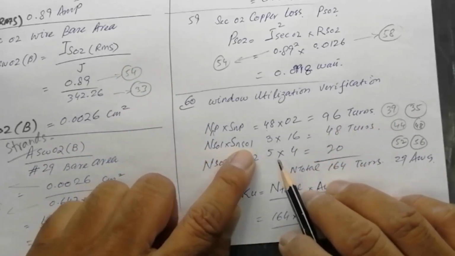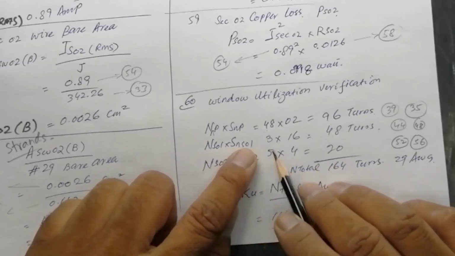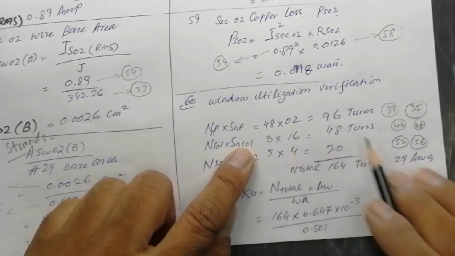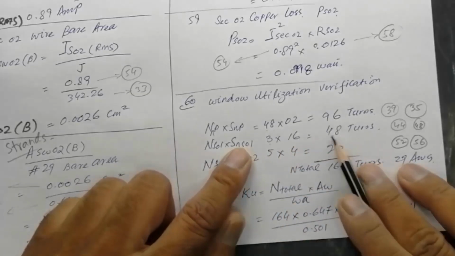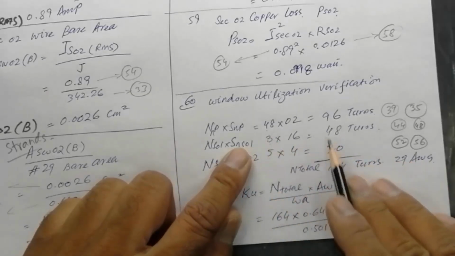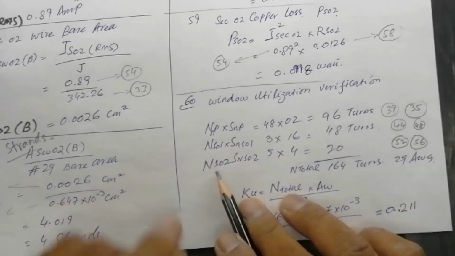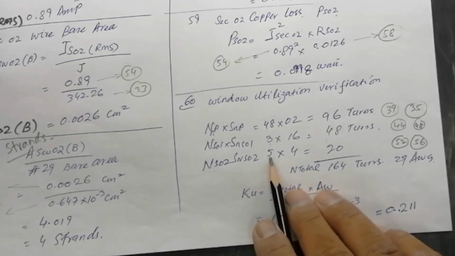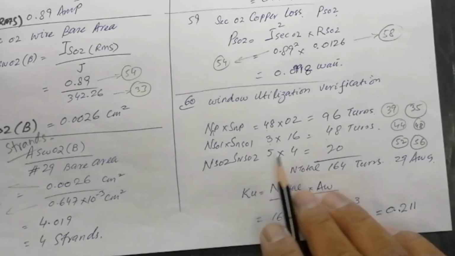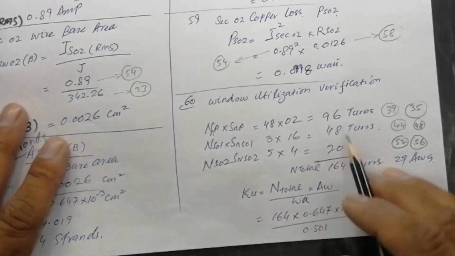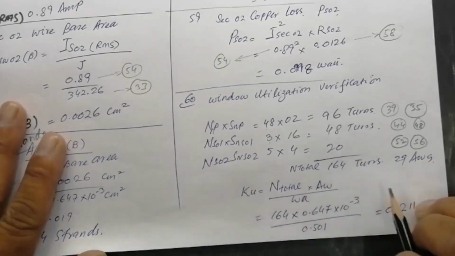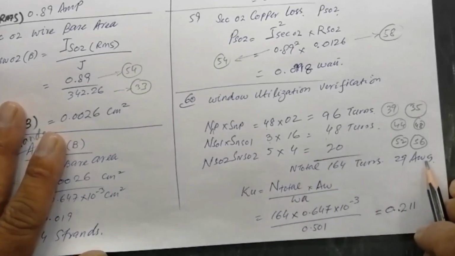Secondary number 1 and number of strand number 1, 3 turns, 16 wires in parallel. That means 48 turns. These 3 turns are equal to 48 turns. Secondary number 2 or auxiliary or VCC winding, 5 turns, 4 strands, 20 turns total, and total number of turns are 164 turns of 29 number gauge.